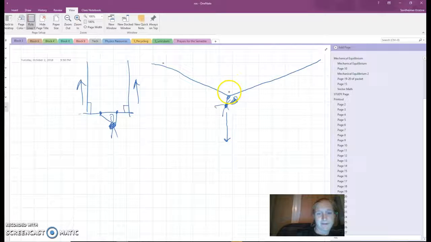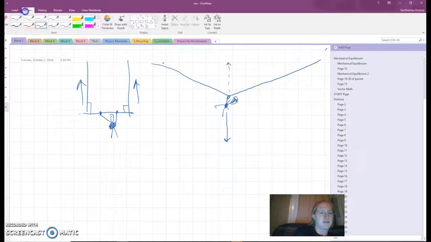Theoretically, if there was just one rope and she was Tarzan swinging through the jungle, she would have this upward tension. But in this case, she does not. The tension is distributed to these two components, to this rope and this side of the rope.